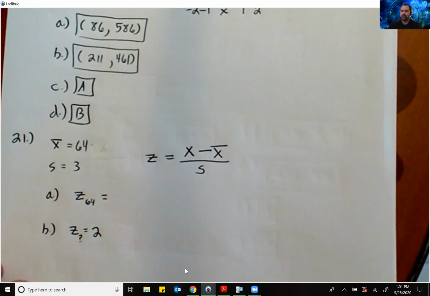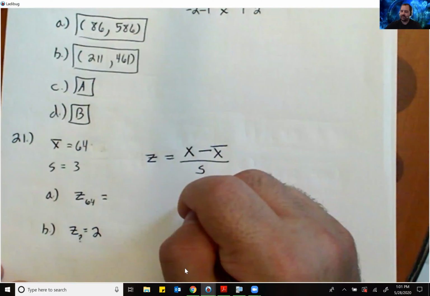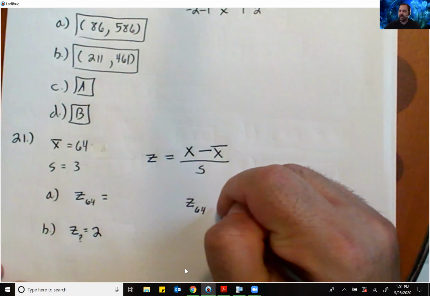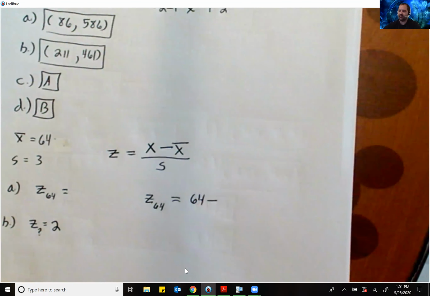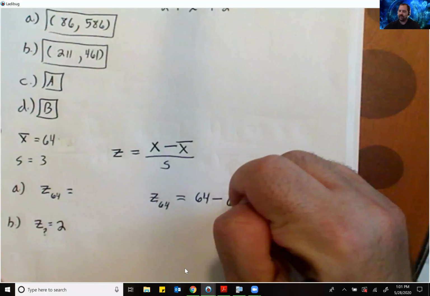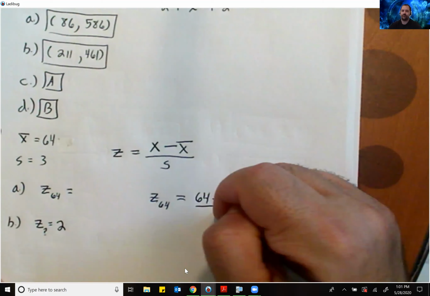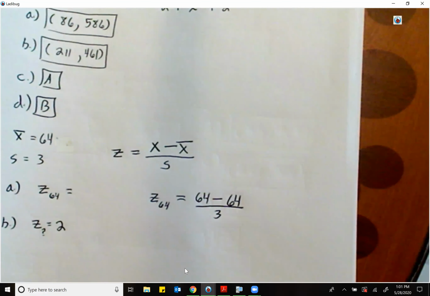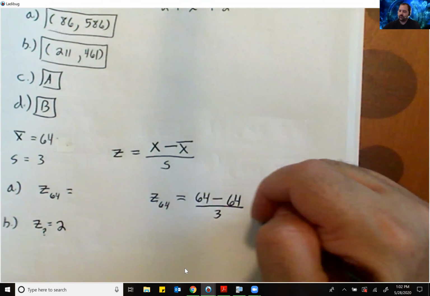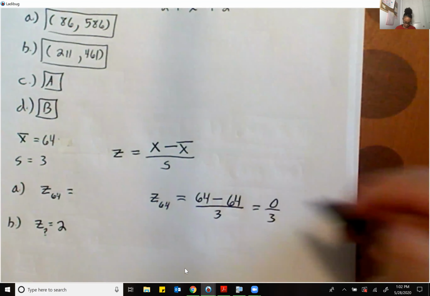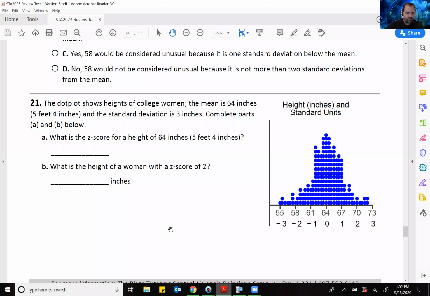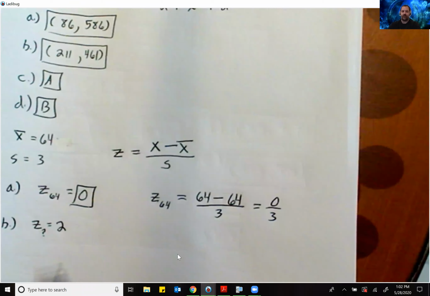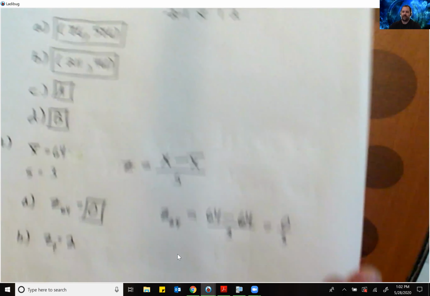For the first one, we want to find z of 64. So we plug in 64, subtract the mean, which is 64, and divide by the standard deviation, 3. What is 64 minus 64? 0. What's 0 divided by 3? 0. So your z-score is 0. So our z-score for 64 inches is 0. It's right on the mean.